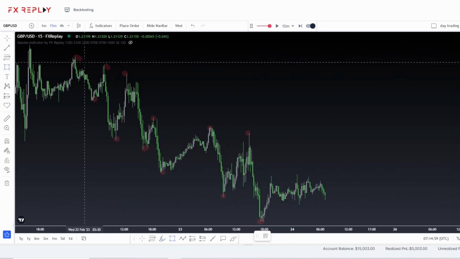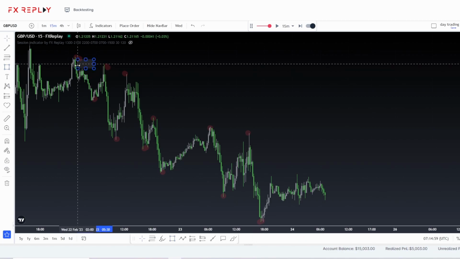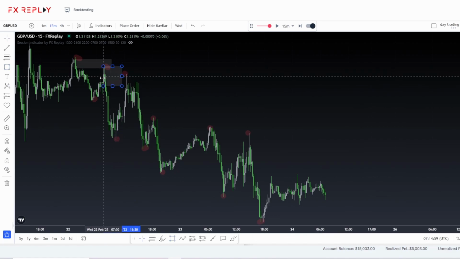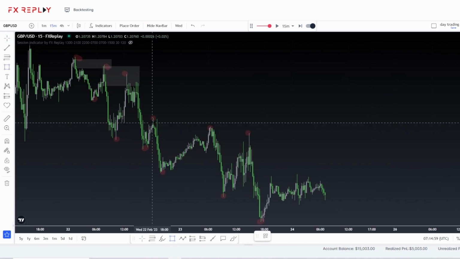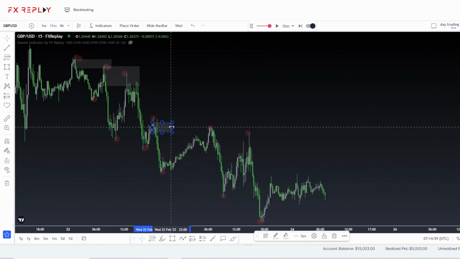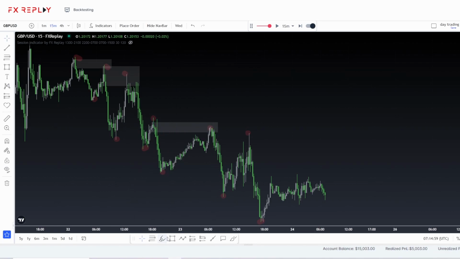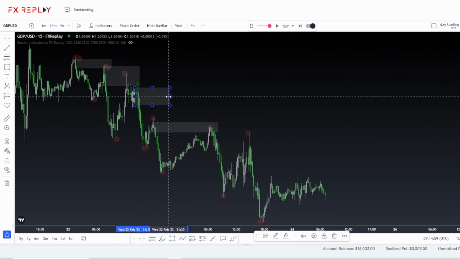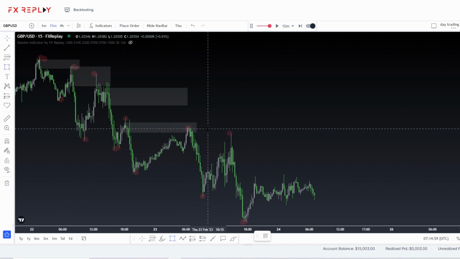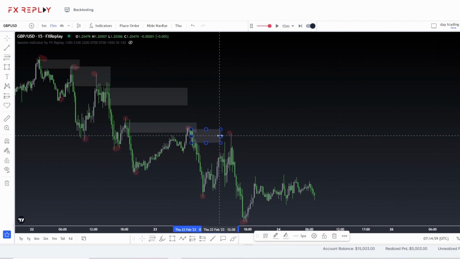Price has been respecting supply zones, right? I'll just mark these up for you now. Quite clearly, price has been respecting supply zones, right? Never came back to this one, doesn't always have to. In here, that one was already mitigated, however it came back to it.